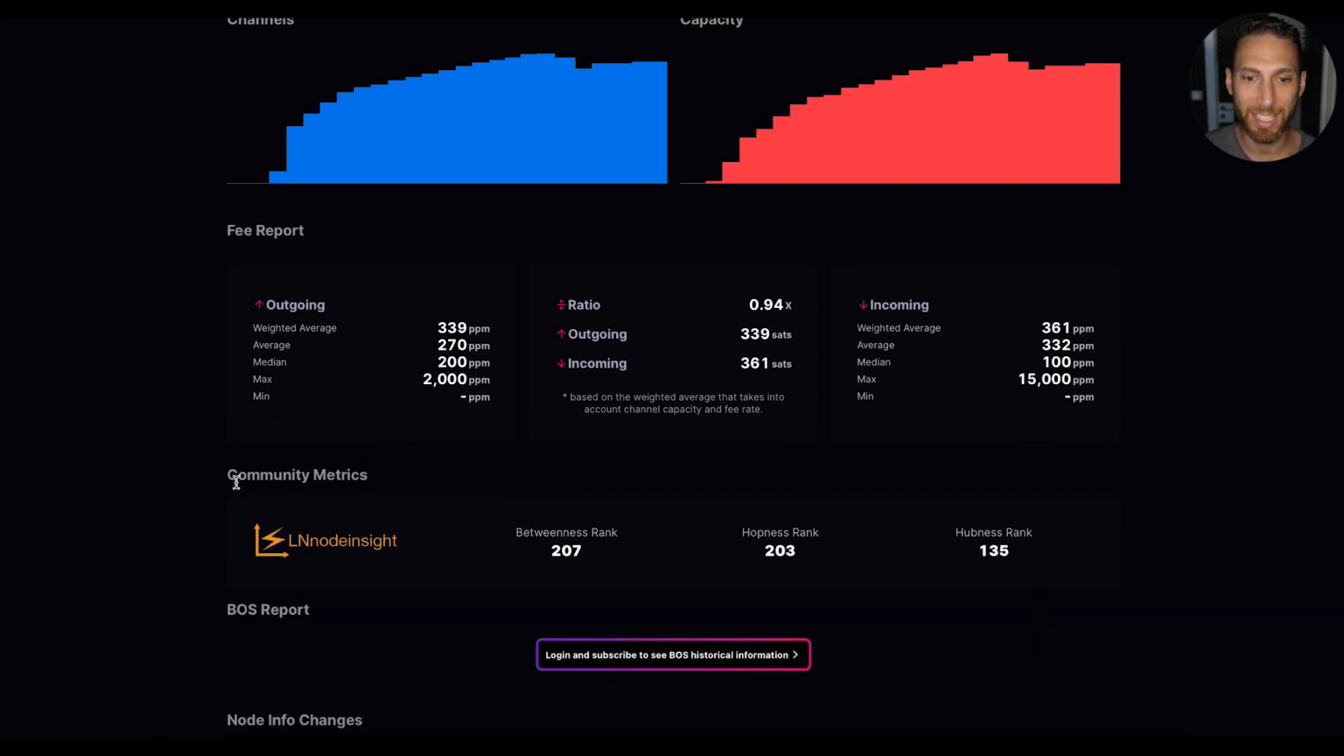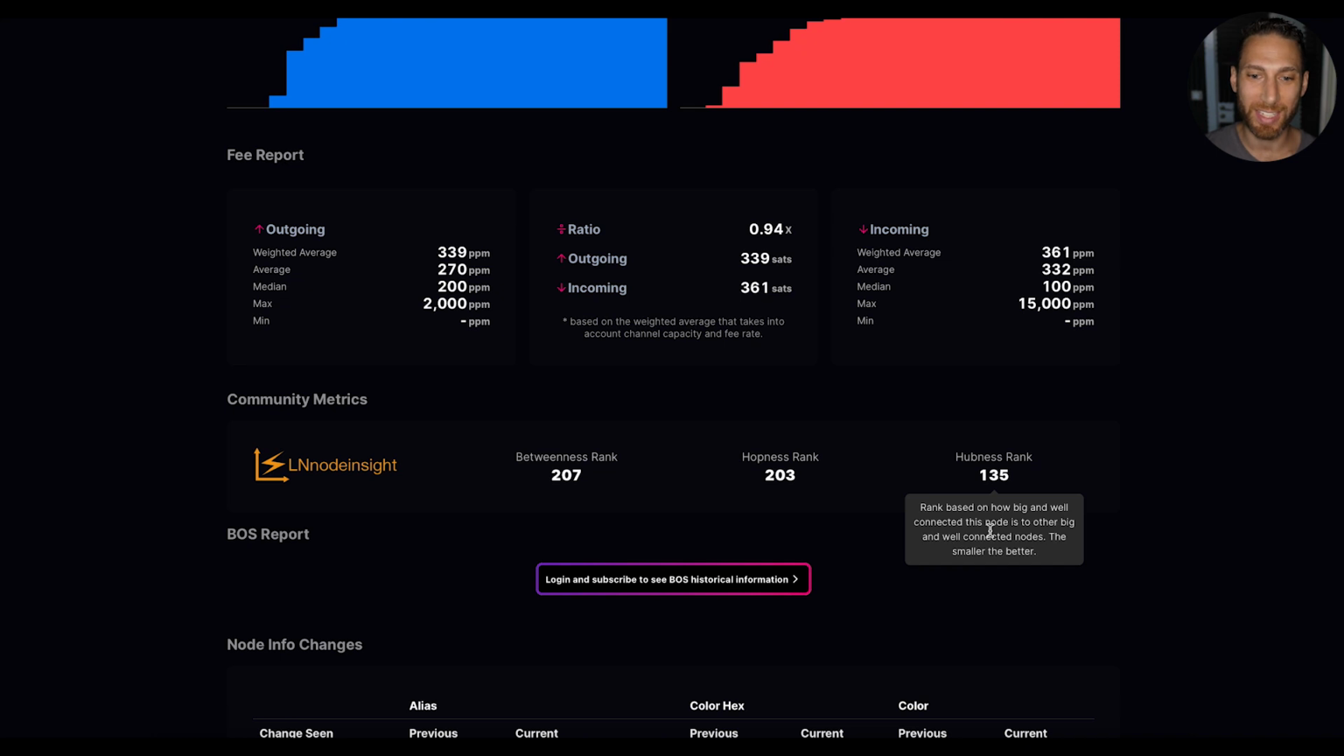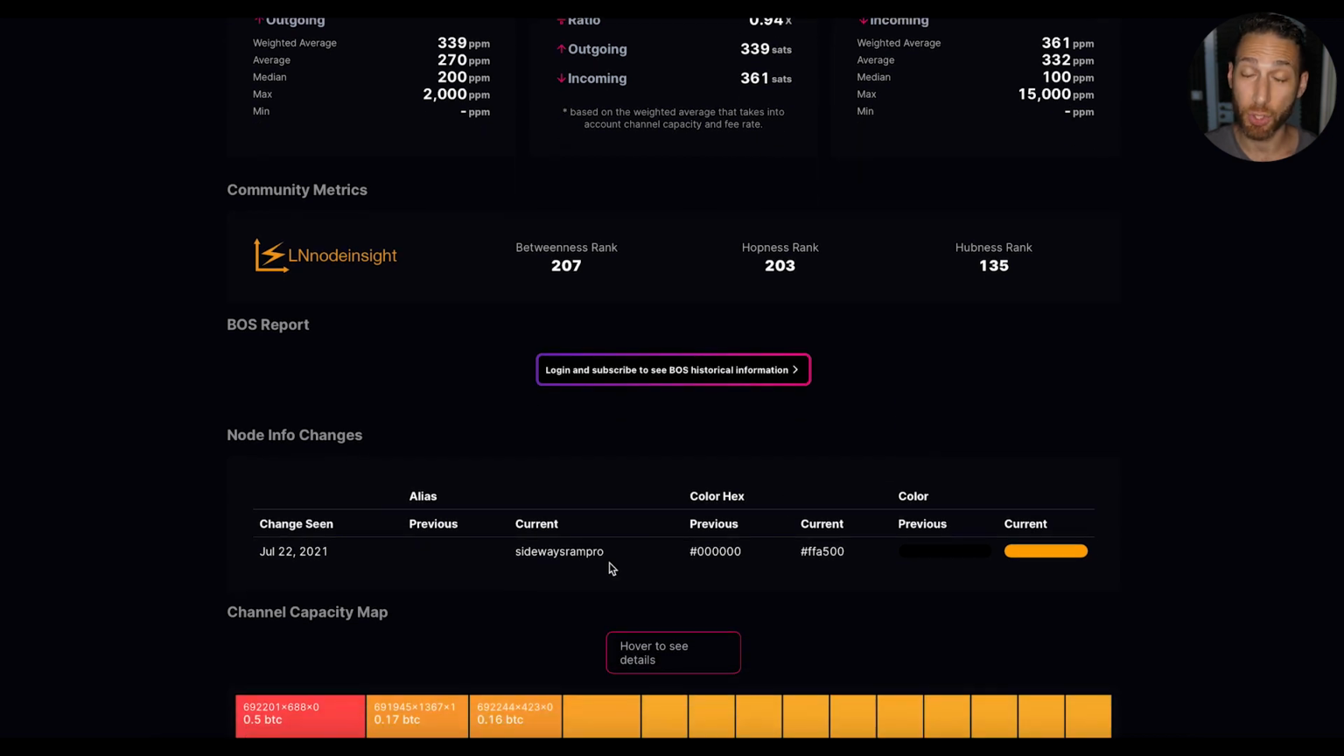Another new feature is the community metrics, showing you the betweenness with an explanation here, the hopness rank, and the hubness rank. These are sorts of metrics that tell you just how well connected the node is, how much of a hub it is, and how many different hops it takes to get around. Here you'll have the BOZ report. Of course, there are very few nodes, 289 right now, on the BOZ list, and it'll show you the history of the node's alias.